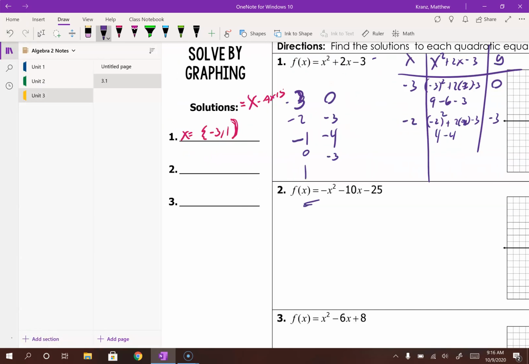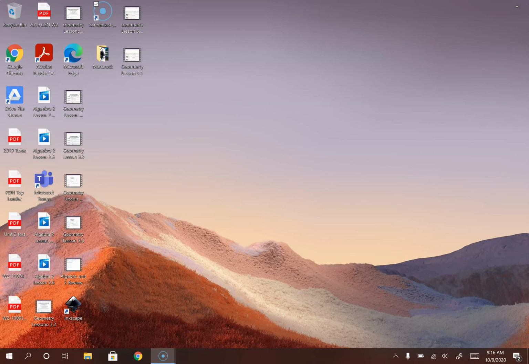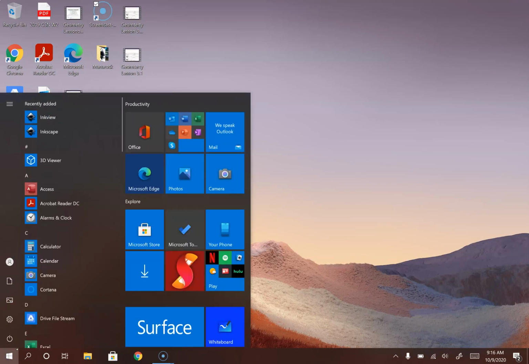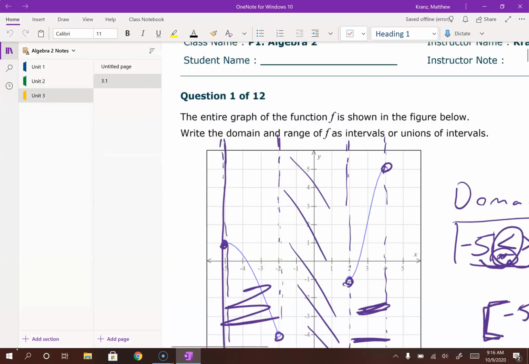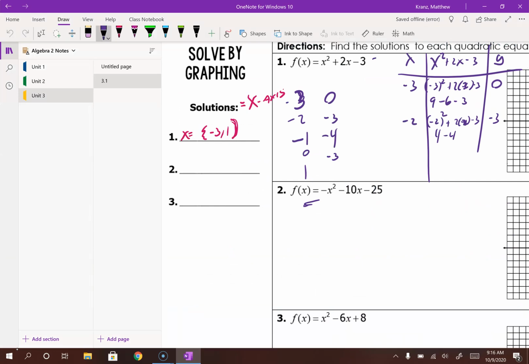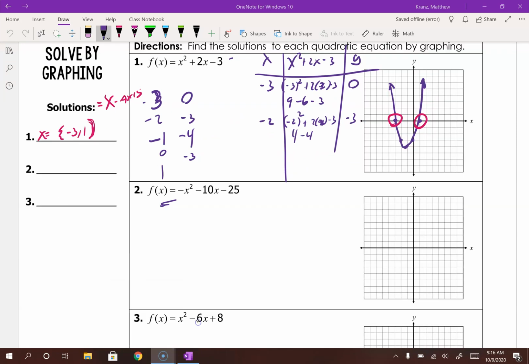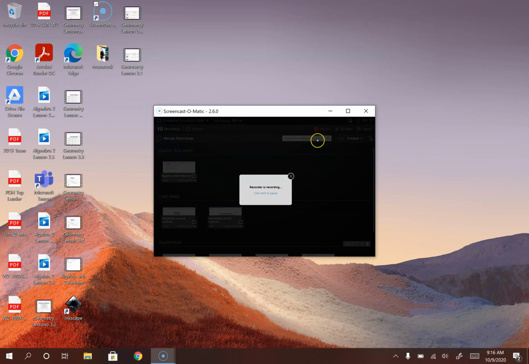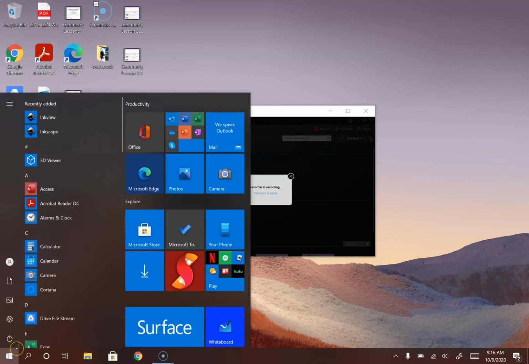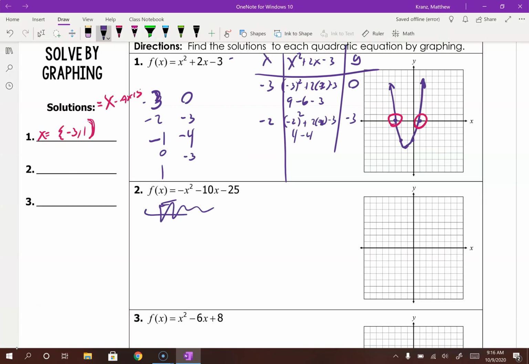Let me reload this. All right, hopefully this works better now. Yep, looks like it's working better.